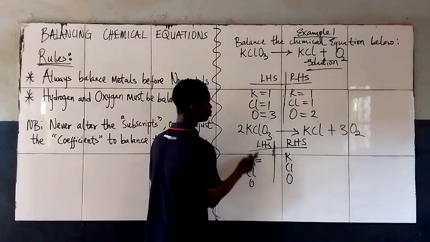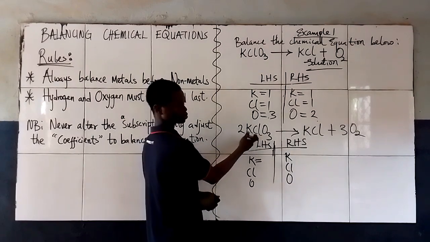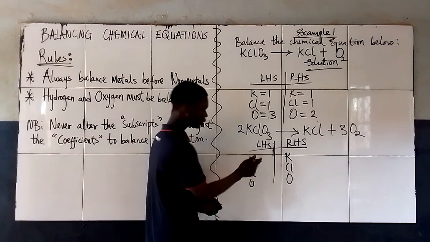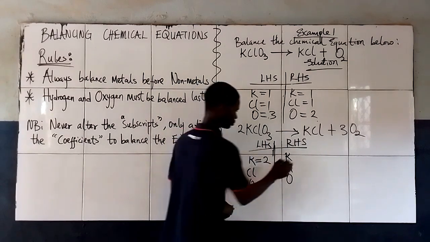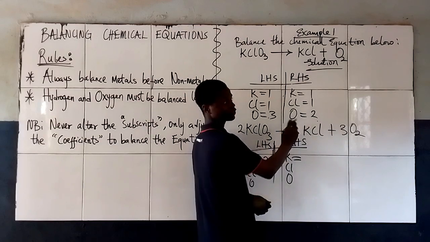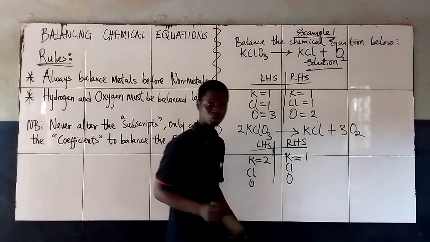Now how many atoms of potassium? Is there a subscript close to the potassium? No. But is there a coefficient? 2. So it will be what? 2 atoms of what? Potassium. Now, on this side, how many atoms? Is there a subscript? No. Is there a coefficient? No. So it's just 1 atom of what?